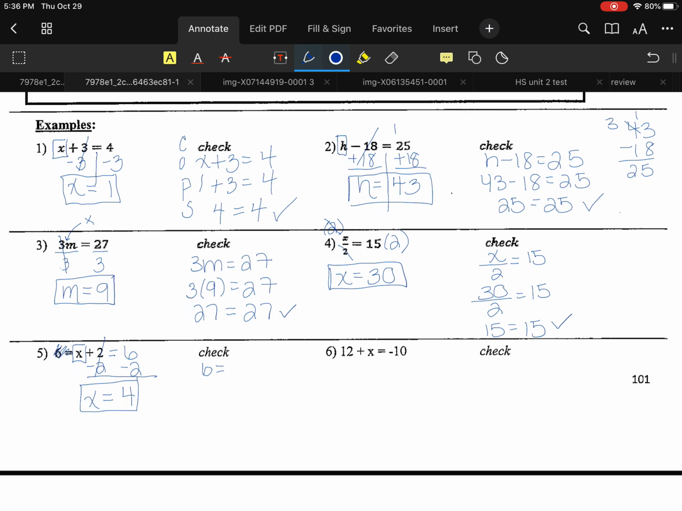I now take my original problem, which was 6 equals x plus 2, or x plus 2 equals 6. Substitute 4 in for x.